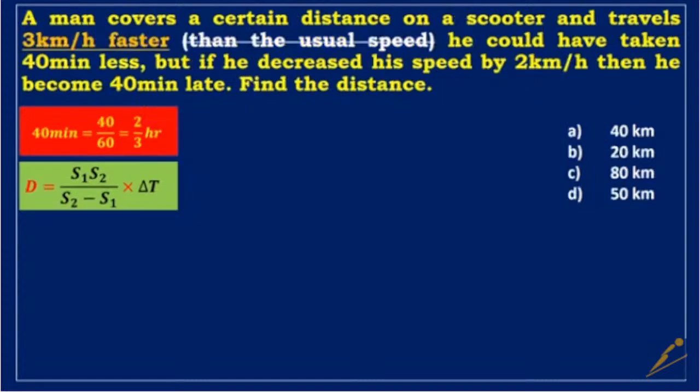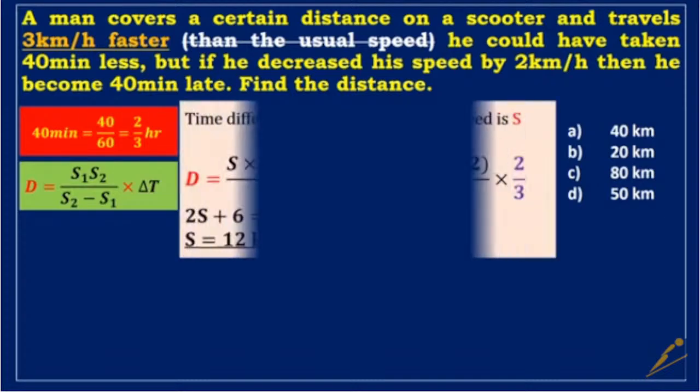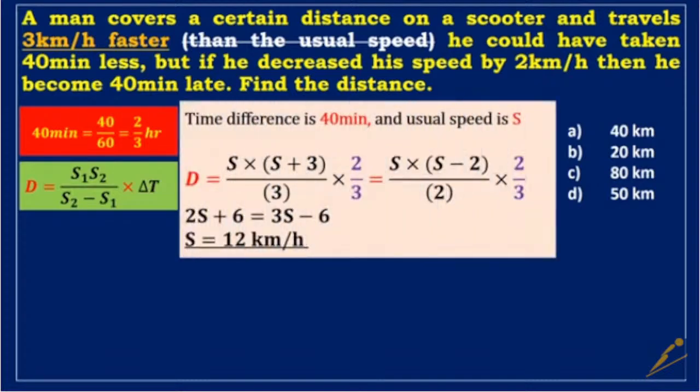Example 2. A man covers a certain distance on a scooter and if he travels 3 kilometers per hour faster, he could have taken 40 minutes less, but if he decreased his speed by 2 kilometers per hour, then he would become 40 minutes late. Find the distance. Let us assume that the usual speed of the scooter is s. A man travels 3 kilometers per hour faster than the usual speed, which is s plus 3.